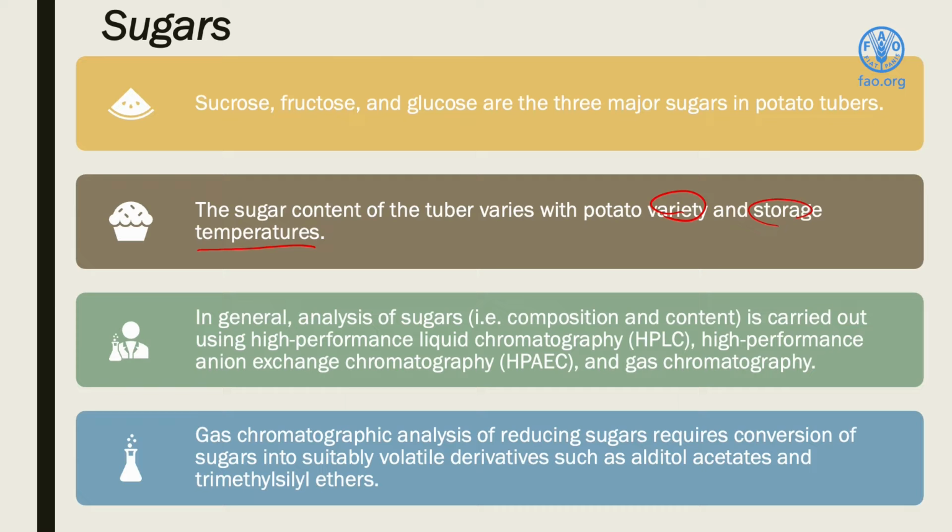So sugar analysis is carried out using high-performance liquid chromatography, high-performance anion exchange chromatography, and gas chromatography. Gas chromatographic analysis of reducing sugar requires conversion of sugar into suitably volatile derivatives such as alditol acetate and trimethylsilyl ether.